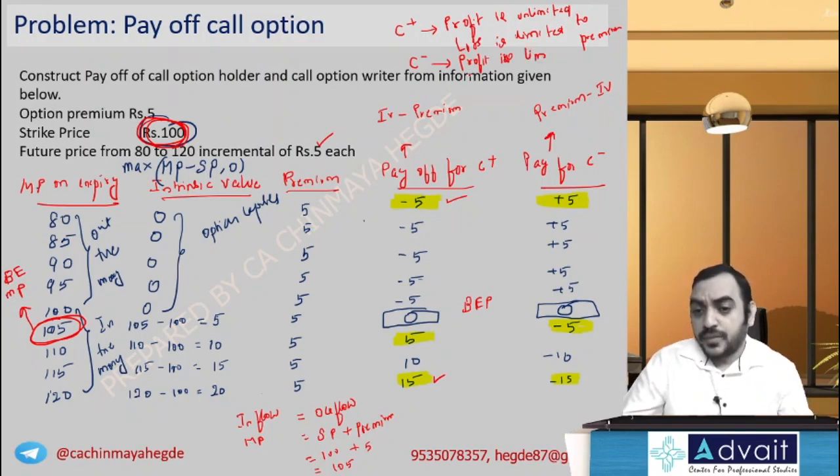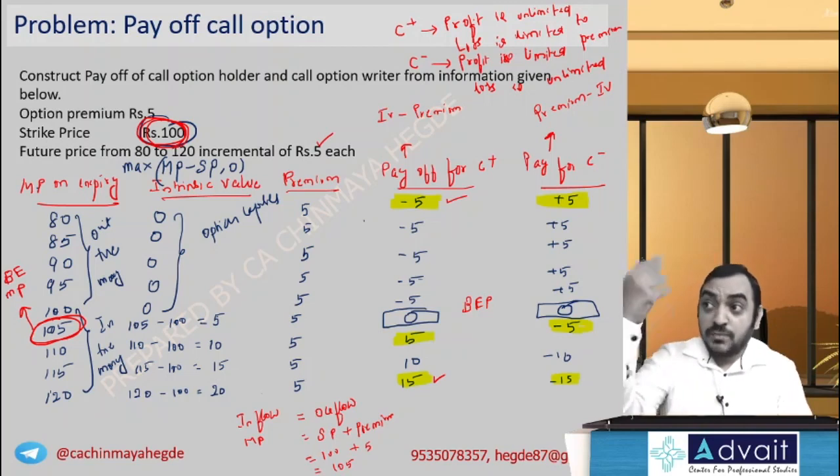Profit is limited, whereas loss can be minus 5, minus 10, minus 15, any number. So loss is unlimited. If I look at this theoretically, at this point in time, would you like to become a holder or a writer? Obviously, you will say holder, which is absolutely correct, because it is limited loss, unlimited profit.